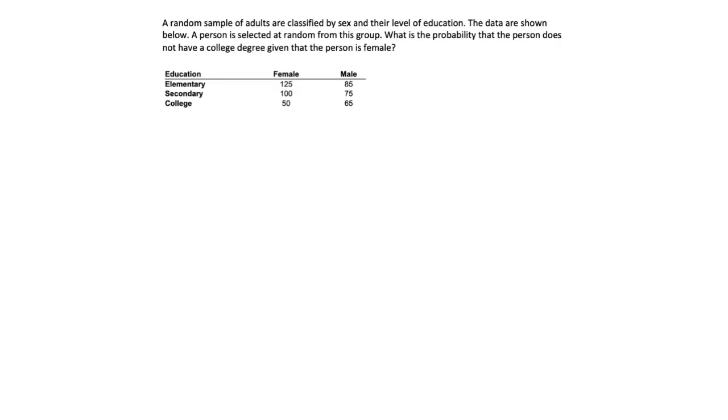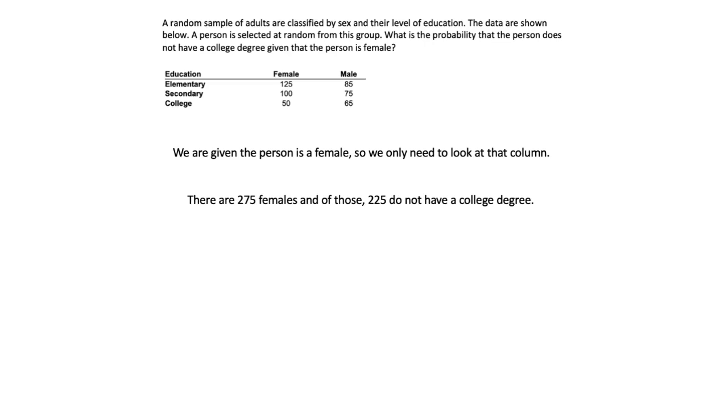A random sample of adults are classified by sex and level of education, and we have the data in this table. A person is selected at random from this group. What is the probability that that person does not have a college degree, given that the person is female? Because we know the person is female, we only have to look at that column. There are 275 females, and of those, 225 do not have a college degree. So we simply look at the ratio of that, simplify the fraction, and we get 9/11ths for the probability.